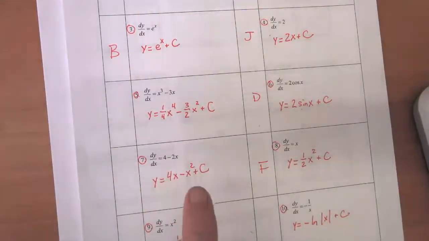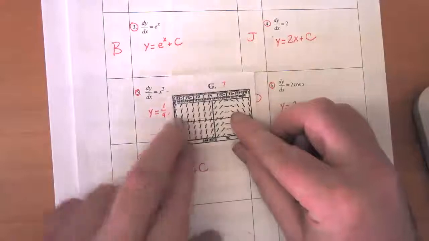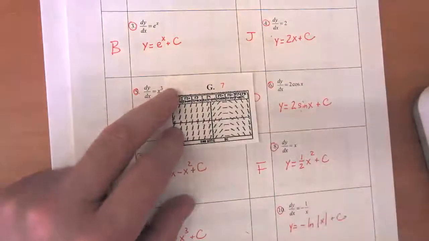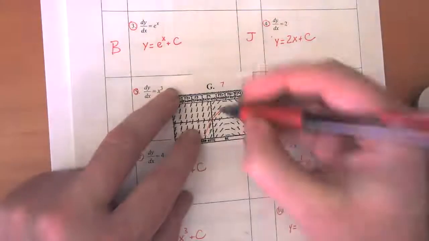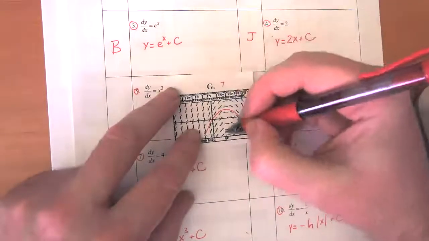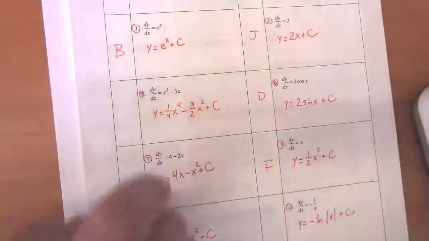And when is it going to be 0? It's going to be 0 when x is equal to positive 2. And so you can see both of those things are happening when you look at this slope field, that you've got this downward facing parabola that's coming out of it. And right here, when x is positive 2, you've got that the slope field is flat at that point.